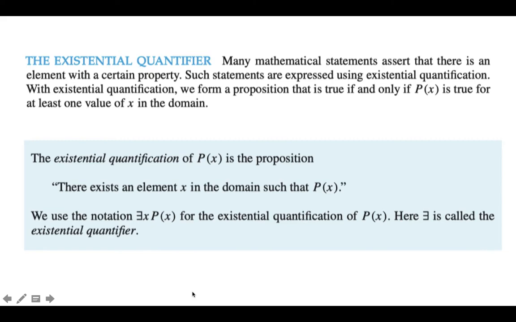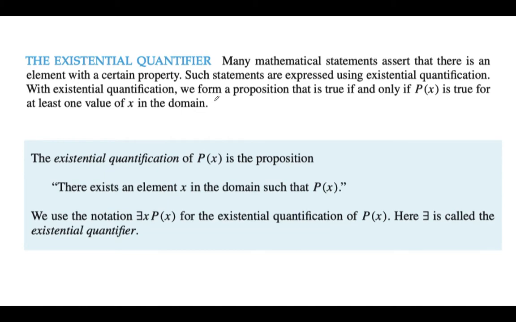Now we come to the existential quantifier. What is the existential quantifier? Basically we say that this is there exists. So let us understand the existential quantifier. Many mathematical statements assert that there is an element with a certain property. Such statements are expressed using existential quantification. With existential quantification, we form a proposition that is true if and only if P of x is true for at least one value of x in the domain.